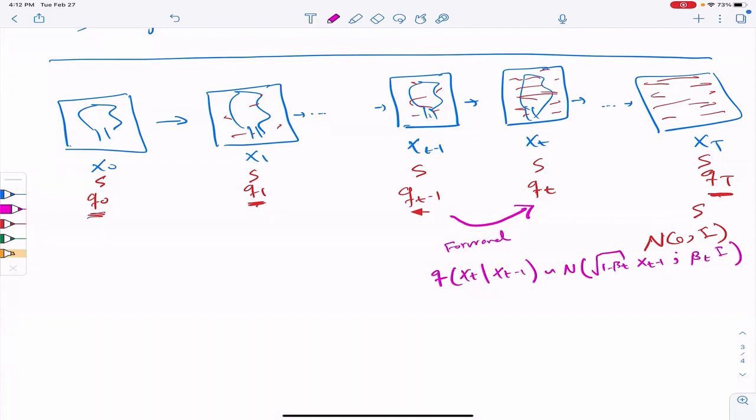Okay. So I don't have this distribution. I don't have q1. I don't have q t minus 1. But starting with my samples, I can generate samples from q1 because I know how to add noise. I know how to generate that conditional distribution and move forward until I reach my last point, qT.